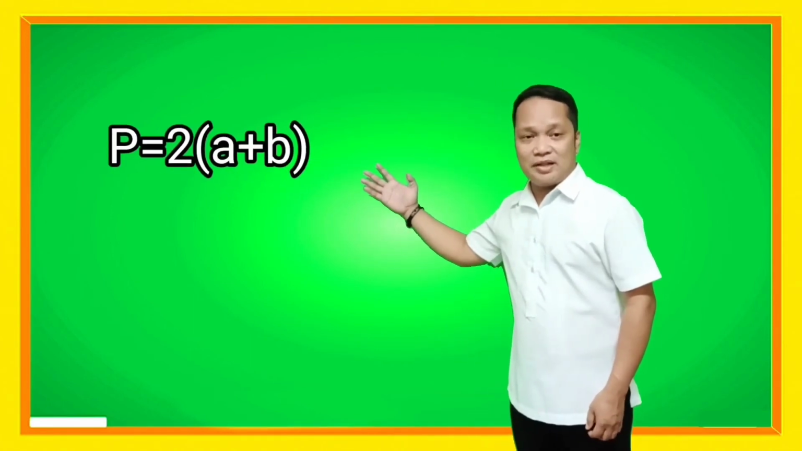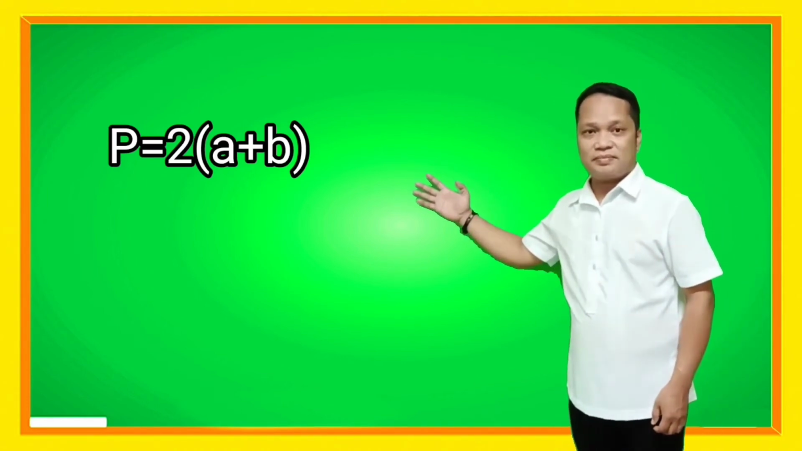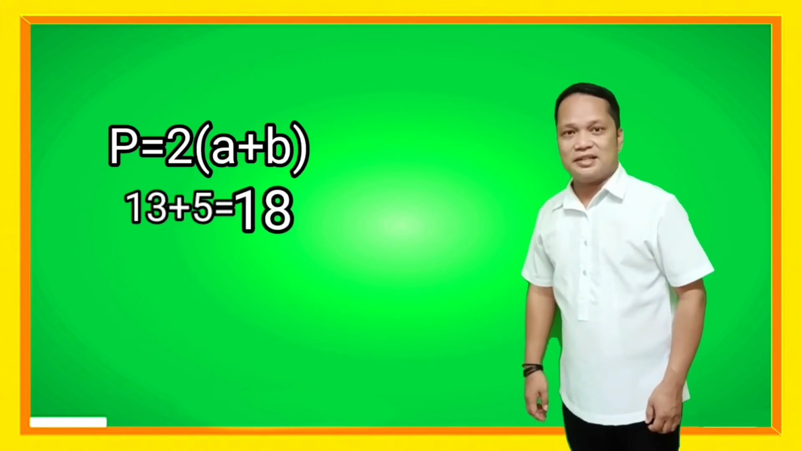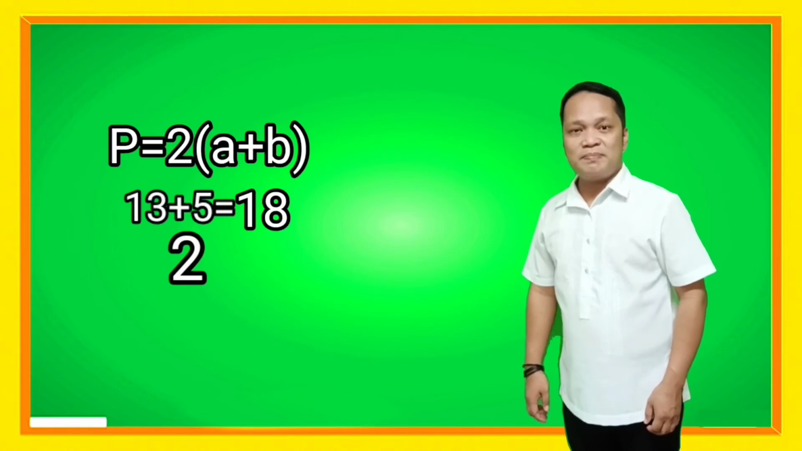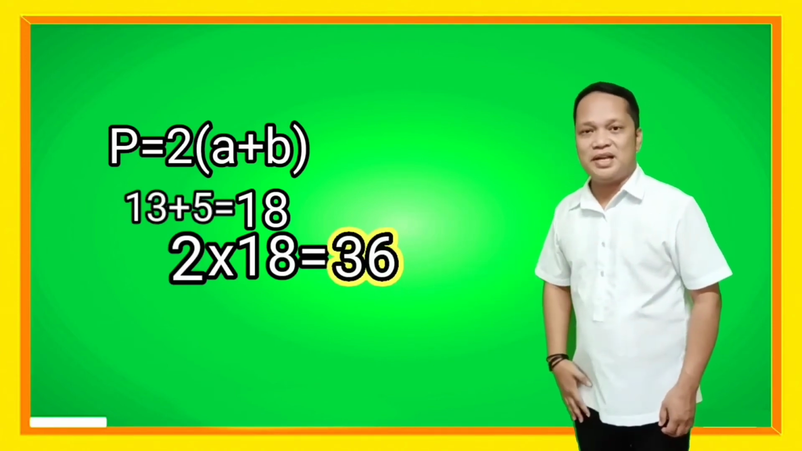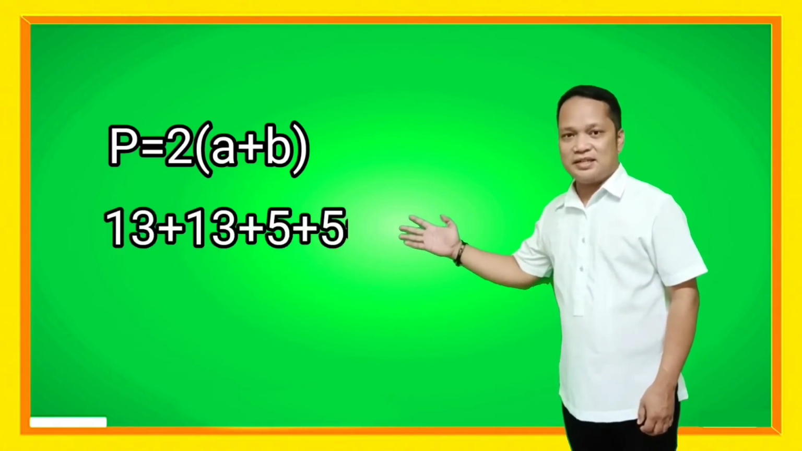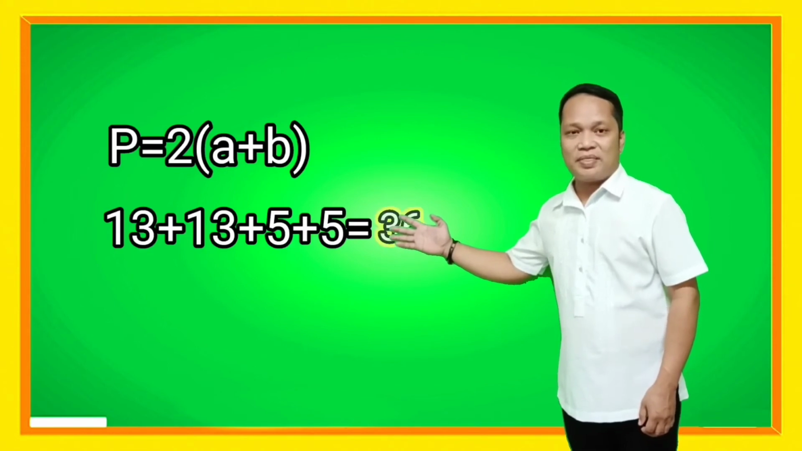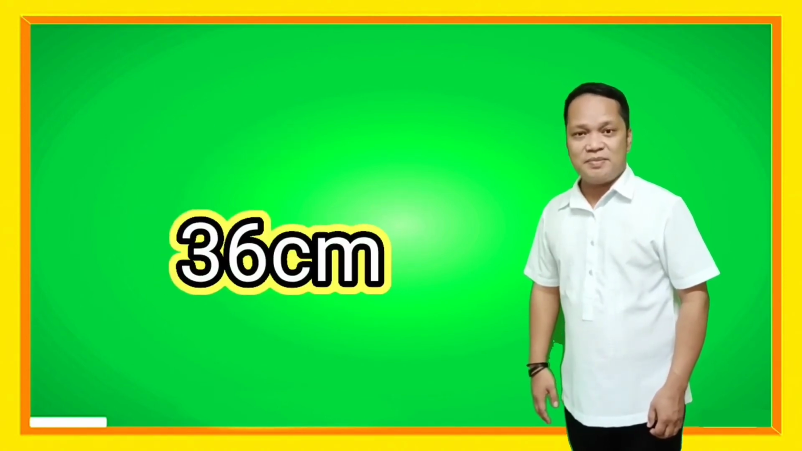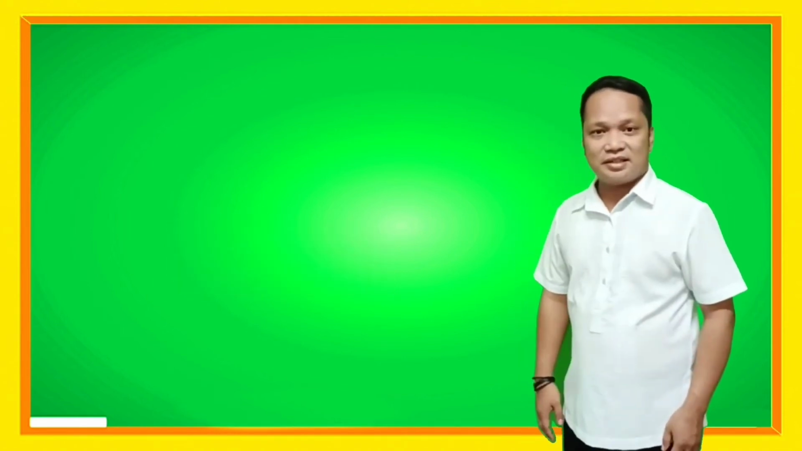Time is up. We now see who among you got the correct perimeter. Since our formula is P is equal to 2 open parenthesis A plus B close parenthesis, we first add A and B. 13 plus 5 equals 18. We bring down 2, then multiply by 18. The product is 36. Or simply add 13 plus 13 plus 5 plus 5 equals 36. Therefore, the perimeter of the parallelogram is 36 centimeters. Did you get it? Very good.